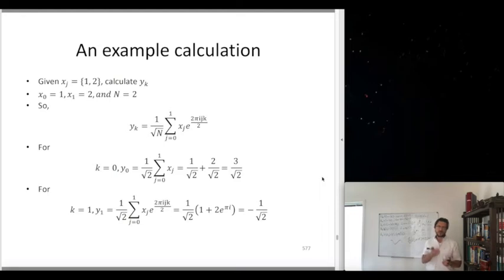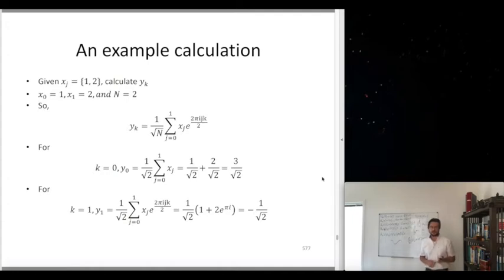In that case, for k equals 0, so that's what we want to analyze, and k equals 1. We want to see how that goes. And you just plug in the values. So y of 0, which means k equals 0, which means that the exponent on the right, you can also plug in 0 for that, which gives you 0 in that case. Then you see the result is just 1 over the square root of 2 plus 2 over the square root of 2 equals 3 over the square root of 2.